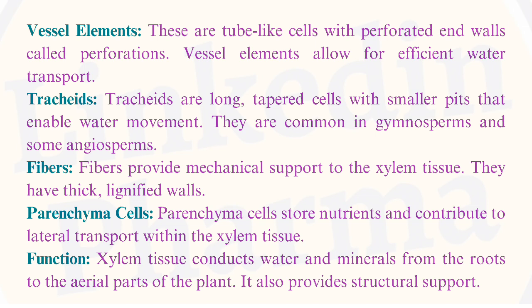Tracheids. Tracheids are long, tapered cells with smaller pits that enable water movement. They are common in gymnosperms and some angiosperms. Fibers. Fibers provide mechanical support to the xylem tissue. They have thick, lignified walls. Parenchyma cells. Parenchyma cells store nutrients and contribute to lateral transport within the xylem tissue. Function. Xylem tissue conducts water and minerals from the roots to the aerial parts of the plant. It also provides structural support.